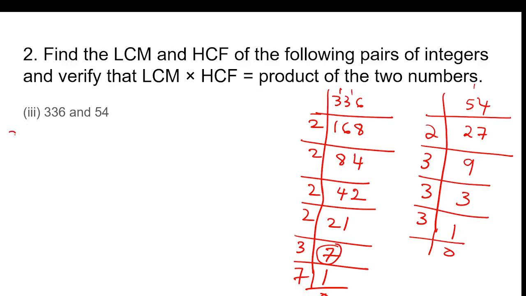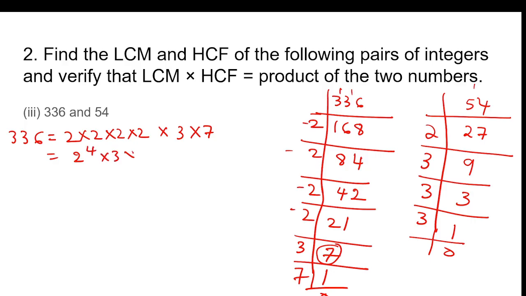Okay, now I am going to express the number 336 as the product of its prime factors. That is going to be 2 into 2 into 2 into 2, that is 4 times 2, 1, 2, 3, 4, into 3 into 7. Okay, and can I express this as 2 to the power 4 into 3 into 7? Yes, because I am multiplying this 2 four times, right? Instead of that, I can write 2 to the power 4.